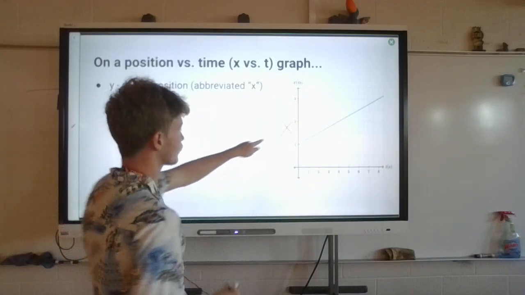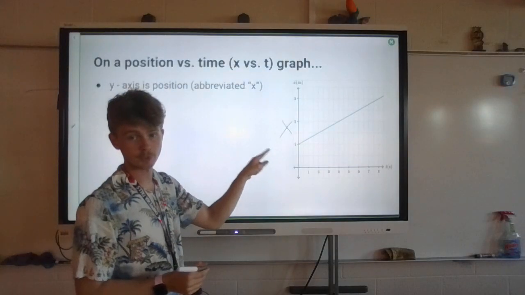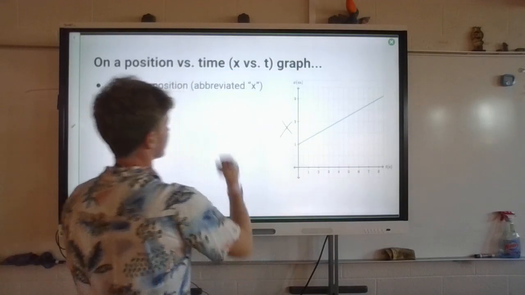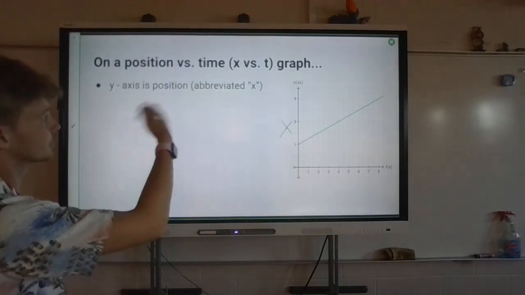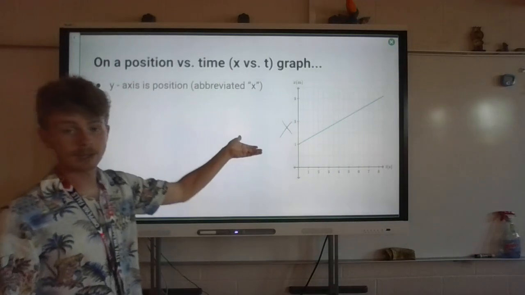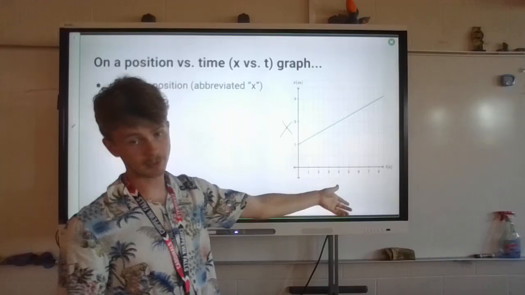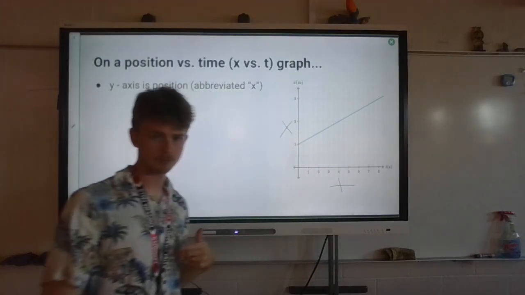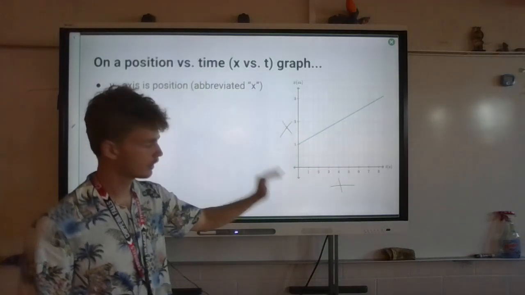Okay, so please put an x right here on your position versus time graph, your XVT graph. Based on that title, XVT, position versus time, x is on the side. I'm assuming you guys know what to put on the bottom there. Next we're going to put t for time on the bottom. So x on the side, t on the bottom.